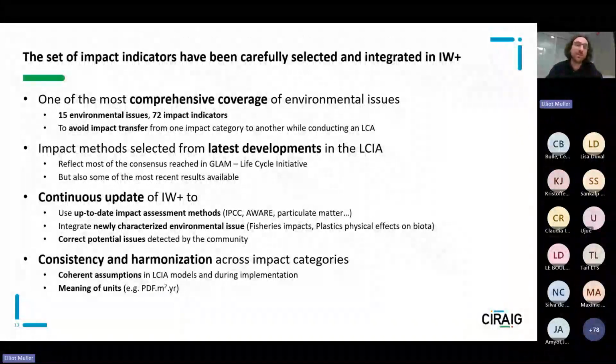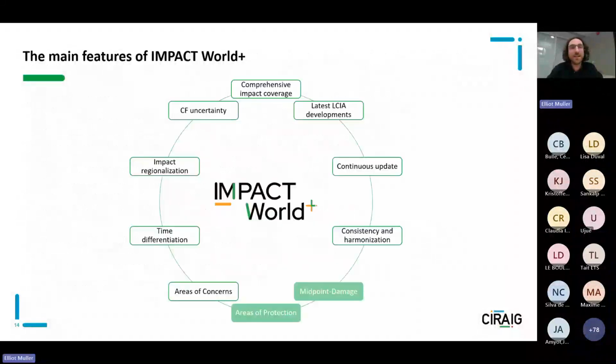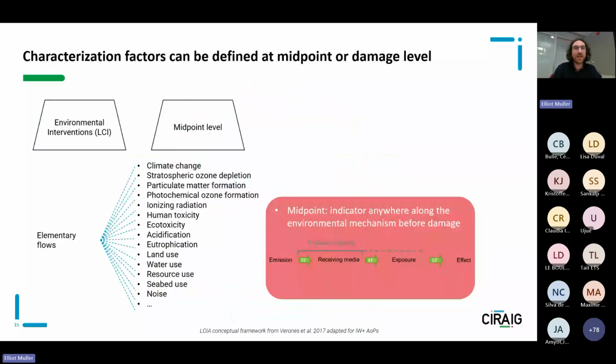And also, that is a very important point, we are very careful of the meaning of the units we're using. Namely, one of the main examples is the PDF meter square year that can be quite tricky sometimes to understand properly. Then two other main features of the Impact World Plus framework are the idea of a midpoint and damage framework and the concept of the areas of protection.